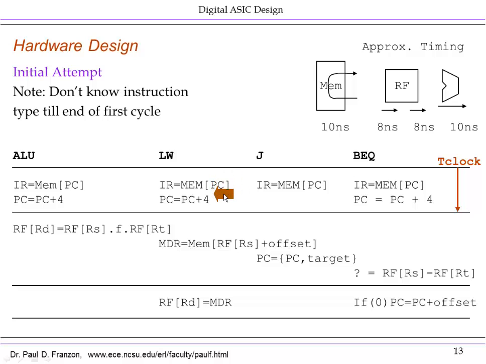Now remember, what happens on the first clock cycle is we fetch the instruction. So we don't know what the instruction is until the start of the next clock cycle. So none of these steps down here can be put into the first clock cycle.